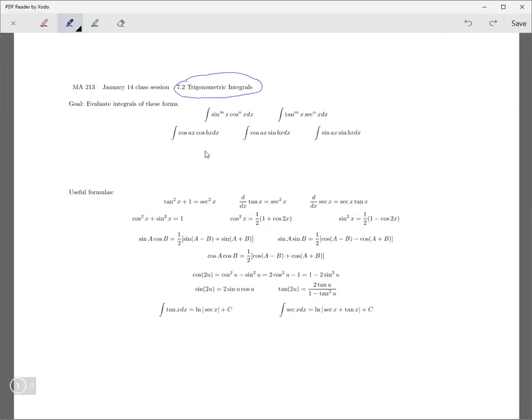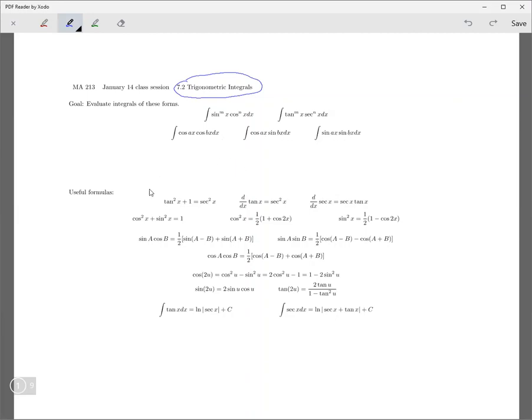Trigonometric integrals. The goal is that we're going to evaluate integrals of these different forms. There are three different forms here. Basically, there are sines and cosines, and then tangents and secants, powers of those that are mixed together. And then there's a cosines product, and then there are these right here where you're dealing with different constants in front of the x's.